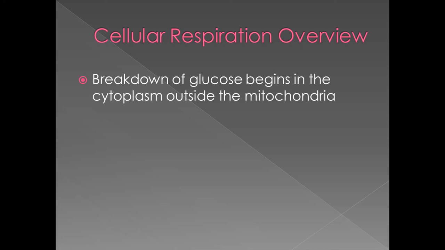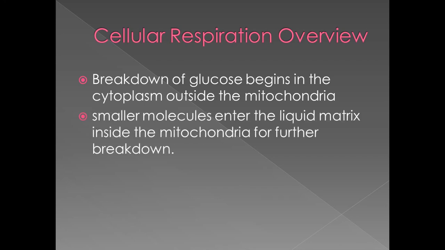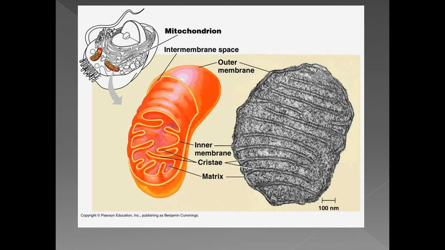Continuing with our overview, the breakdown of glucose, which we know is a carbohydrate, begins in the cytoplasm outside of the mitochondria. Glucose breaks down into smaller molecules, and these enter the liquid matrix inside the mitochondria to be broken down again. Take a look at the next slide and locate the matrix. You can see the matrix is this liquid part in the center of the mitochondria.